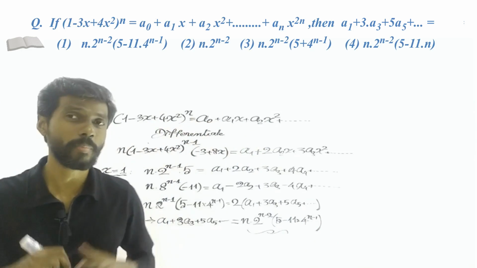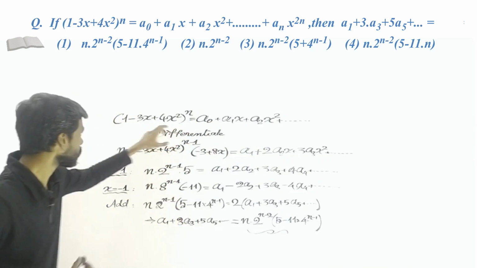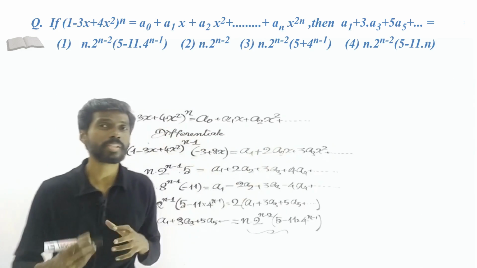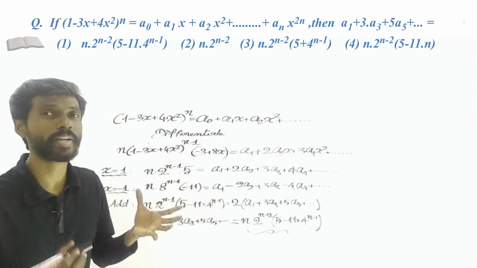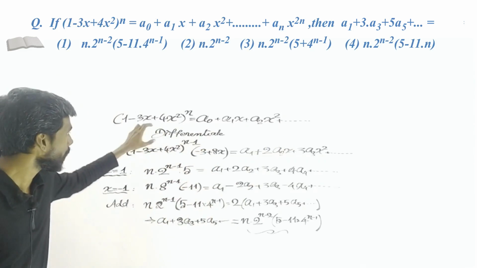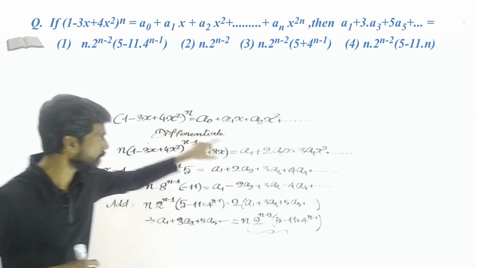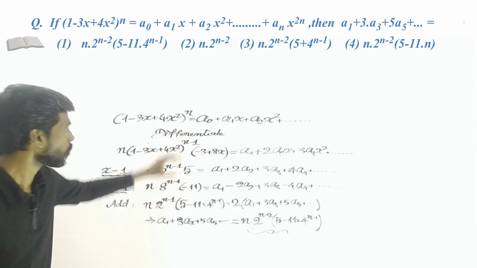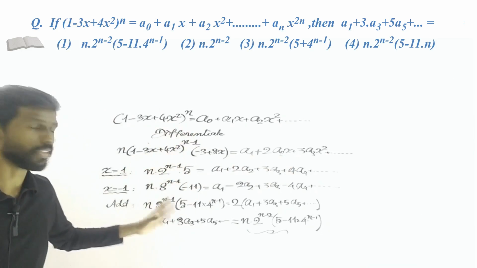Whether it is basic binomial expansion or whatever expression is given, if the expansion is given, you can find the relation between the coefficients using the same idea. Maybe you can't use the formula directly because it is not a binomial expansion, but the idea is the same. Differentiate it to get this multiple, and also substitute 1 and minus 1 to get alternate terms. So the same idea we use to get this answer.